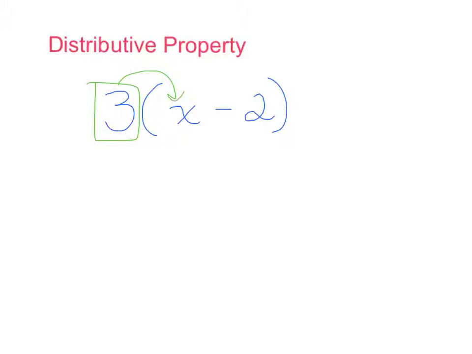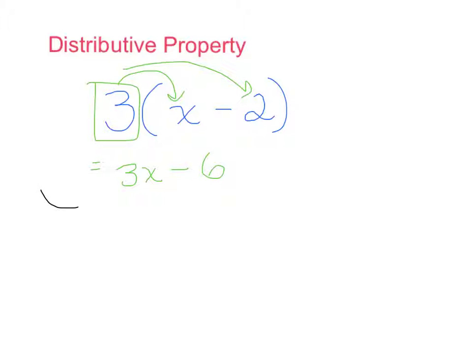The distributive property is the fact that when I have a number in front followed by numbers or variables inside, I have to take this number in front and distribute it to both terms. So in this case it becomes 3x minus 3 times 2, which is 6.